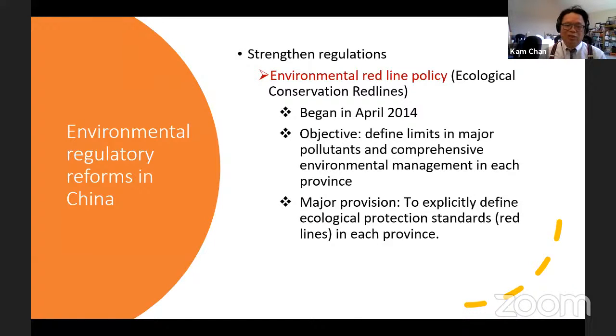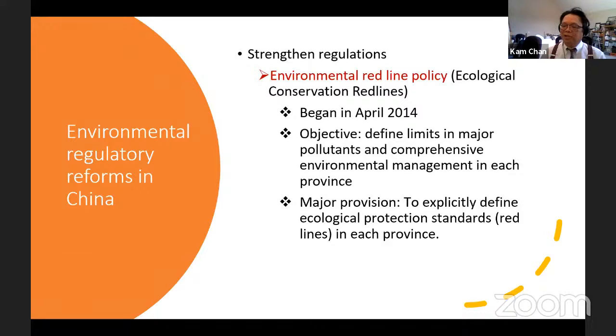So the key is the enforcement of the regulations, or whether individuals or firms or companies really take the regulations seriously. So one interesting set of reforms in China in the last 10 years are quite interesting. I share with you a few. One is called the environmental red line policy. So what does that mean?